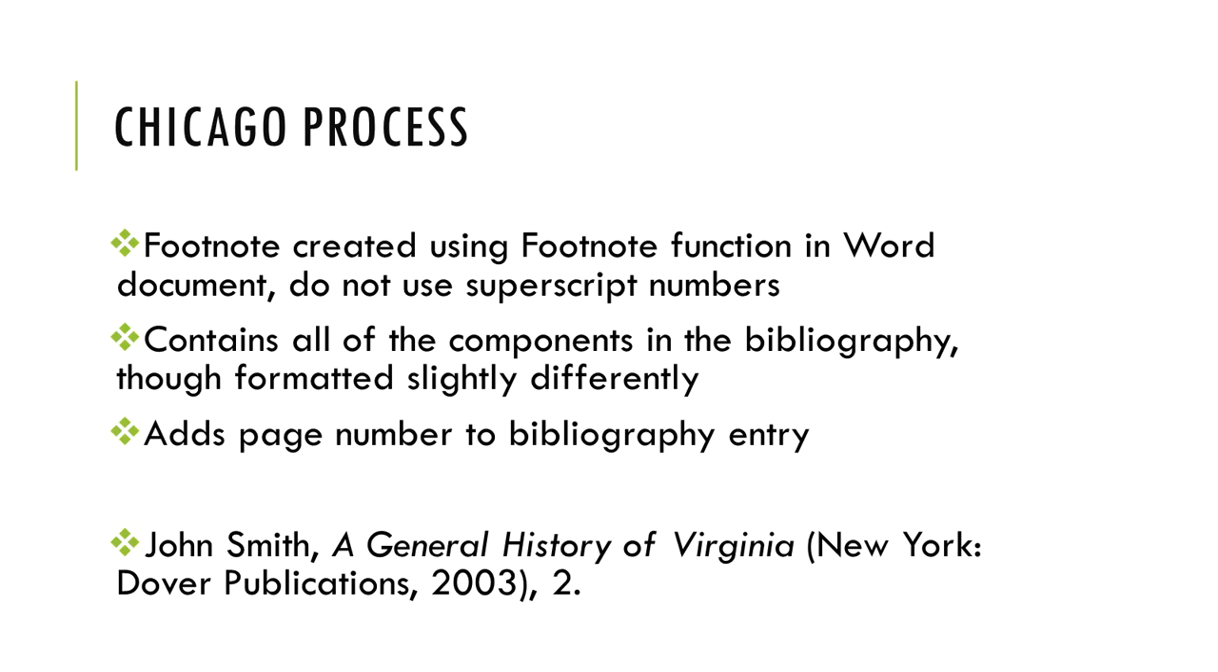So if you look at my example footnote here, you'll see that we start with the first name of the author, not the last name. So it's John Smith. This is the exact opposite of what you will do in the bibliography entry. It then has a comma after it instead of a period, the title of the book in italics, and in parentheses, the publication information of the book. New York, where it was published, colon, Dover Publications, who published it, comma, 2003, when it was published, close the parentheses, comma, page number, and then, of course, a period.